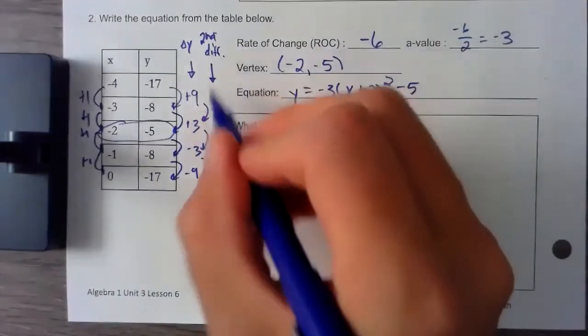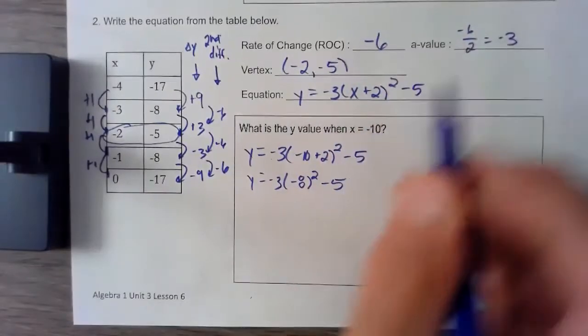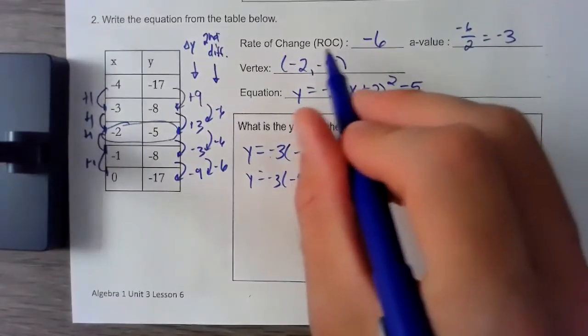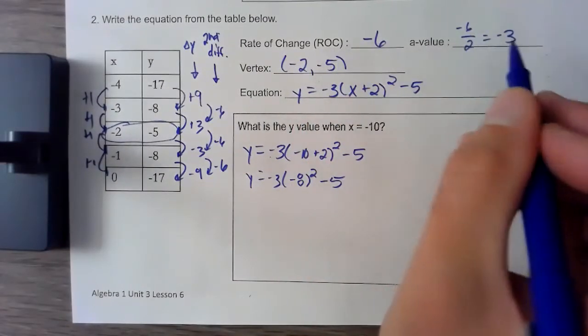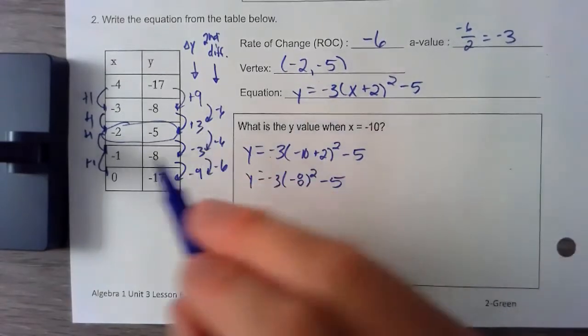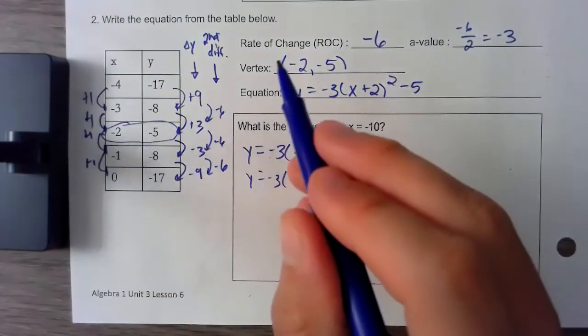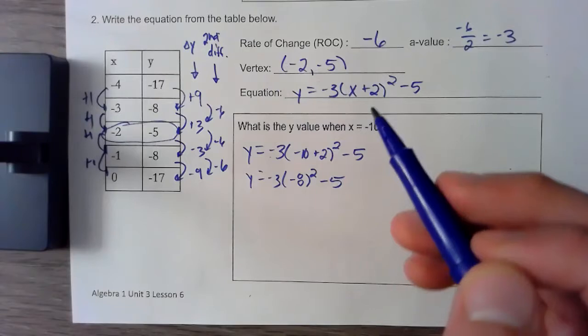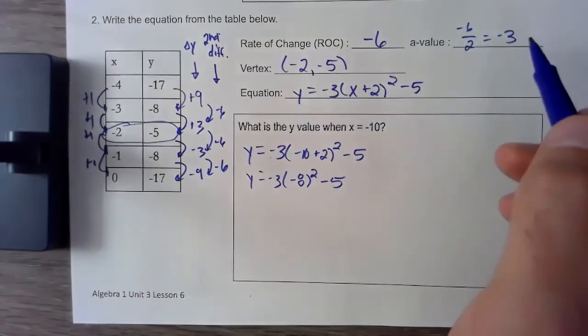So the rate of change is that second difference, so -6. The a value is that rate of change divided by 2. So -6 divided by 2 gives us -3. We've already identified the vertex as -2, -5. So just placing everything in our equation.